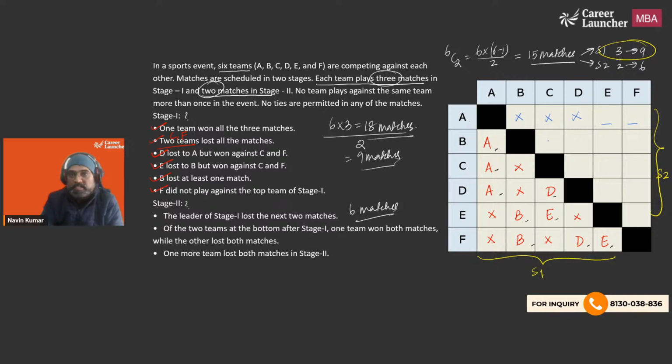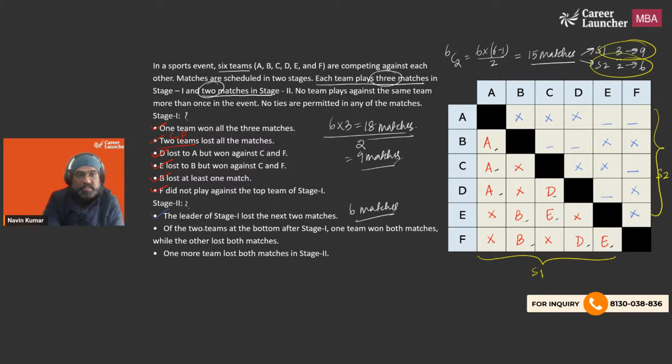Now, between B and C, this is supposed to happen. Between B and D, this is supposed to happen. The next two are already done. These two are already done. This is left. This and these two. So in the second stage, 1, 2, 3, 4, 5, 6, 6 matches were supposed to happen like we calculated.